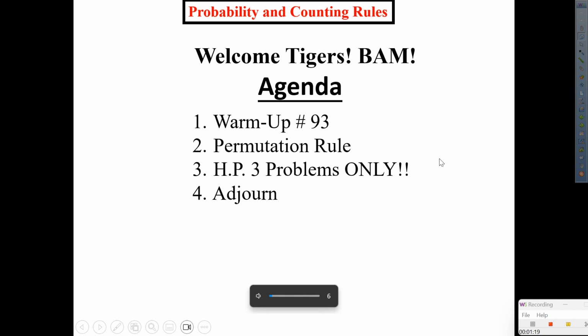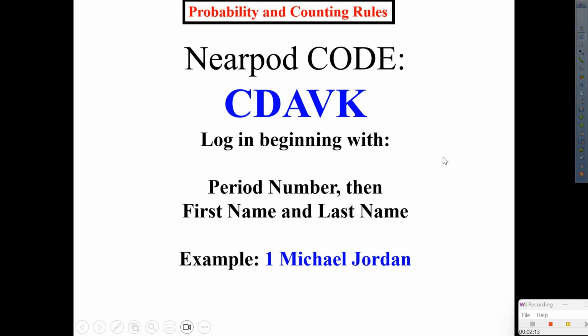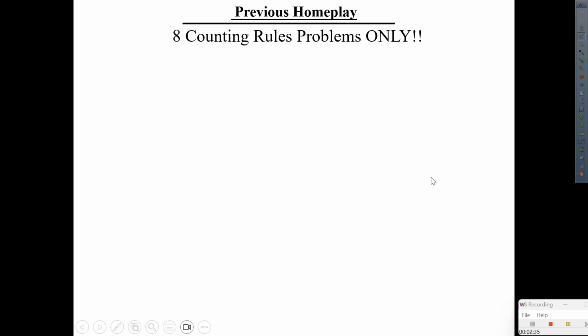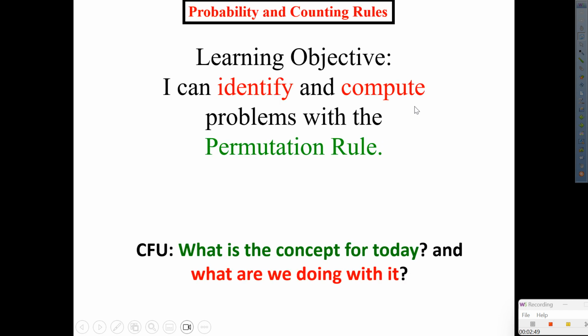All right, so here we go. Make sure you put away your AirPods. All right, copy the code, CDAVK. I'm going to include the home plate in this presentation, so you don't have to go searching your textbook. However, if you don't copy the code, then just go get your text. It should be in there. CDAVK. All right, so last time we had 8 counting rule problems. You did those, bless you. And then yesterday we did some work in class. And then now we get to 3 problems of permutation. So I'll show you those at the end.